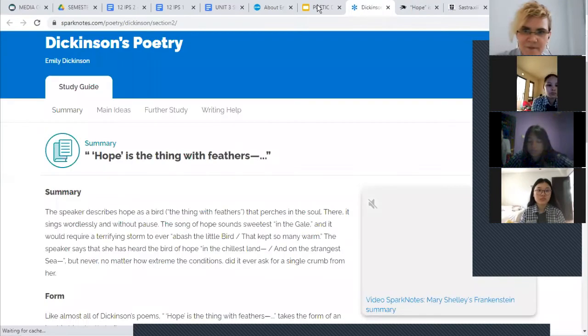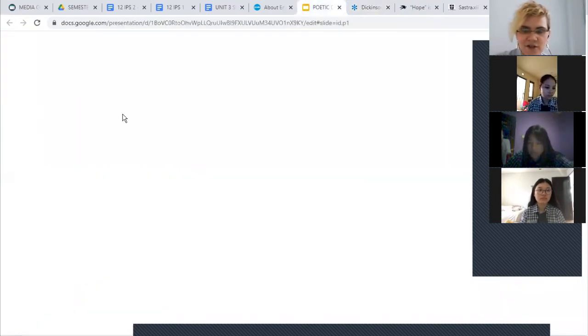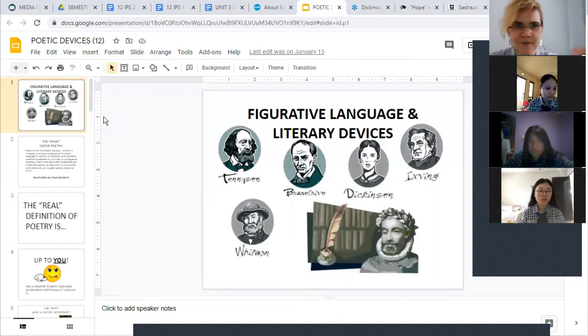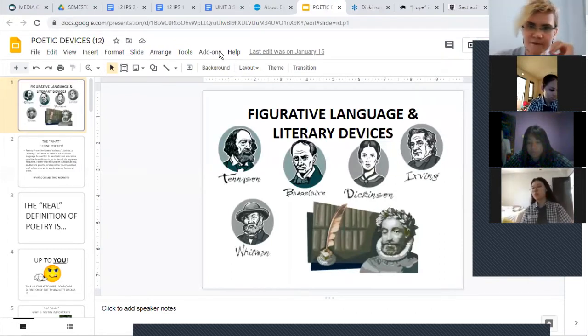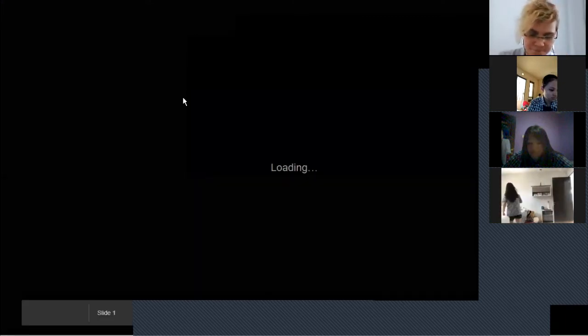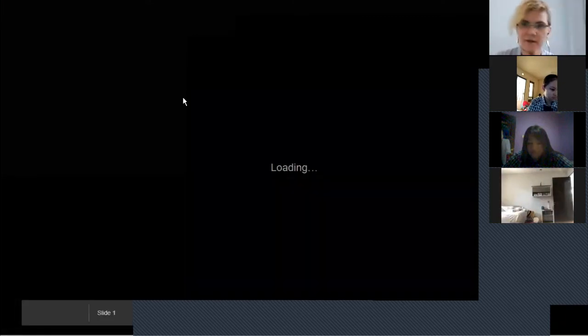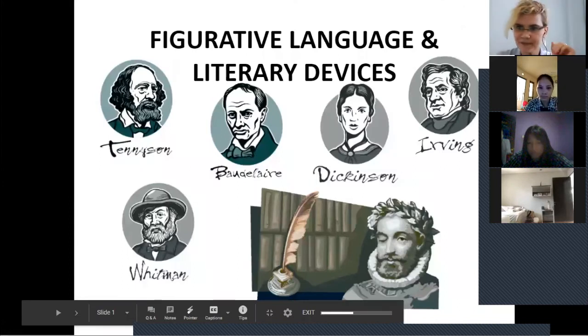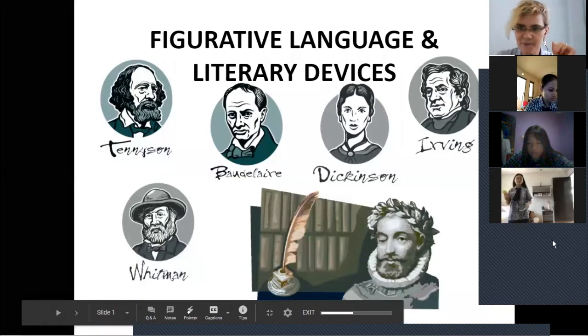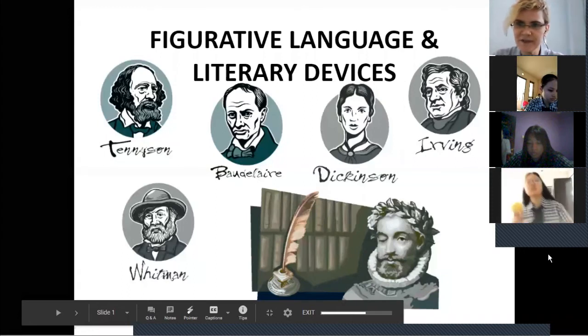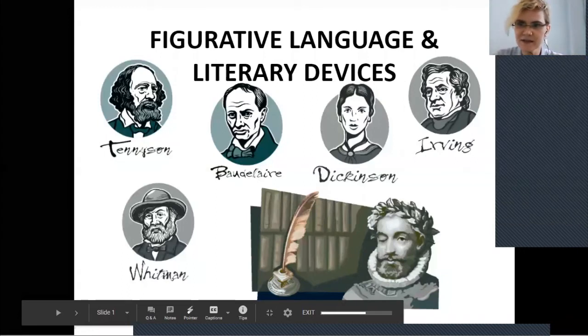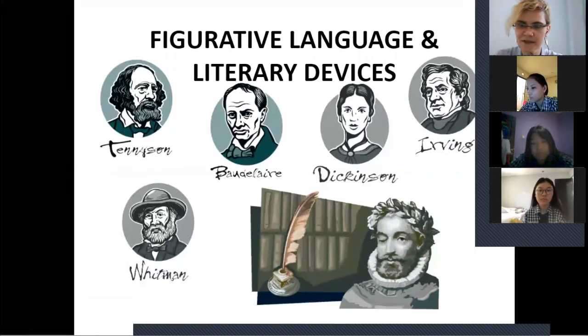Before we continue further, I would like to look at some poetic devices. Let's look at some poetic devices. Here we can see figurative language and literary devices.